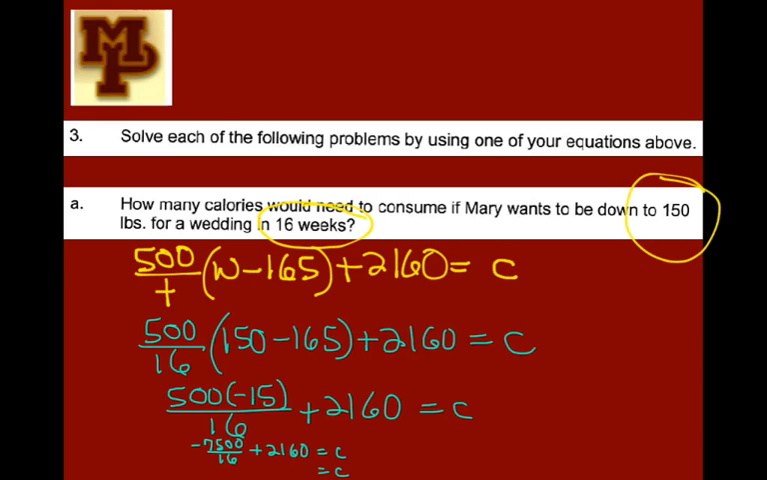a decimal, so that would be negative 468.75 plus 2160. So then we could just add those two together. So then we add the 2160, and that means, final answer, it would be 1691.25 calories per day.